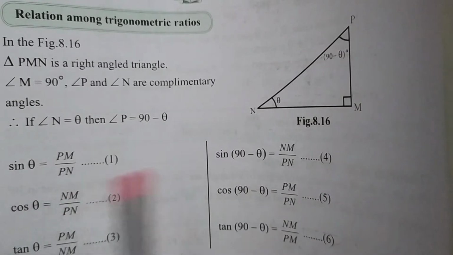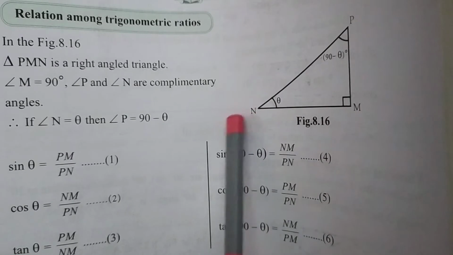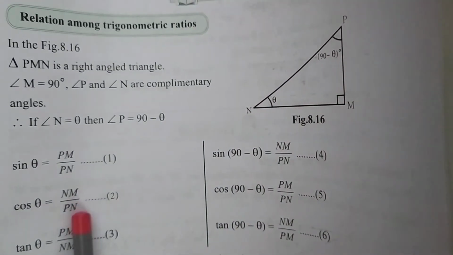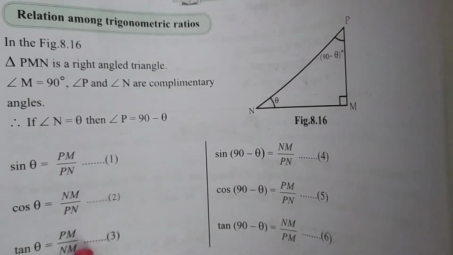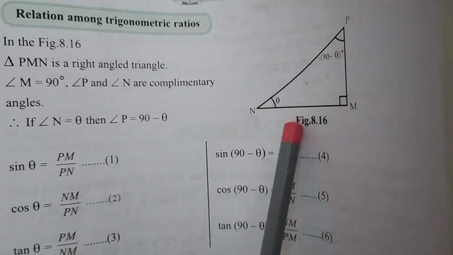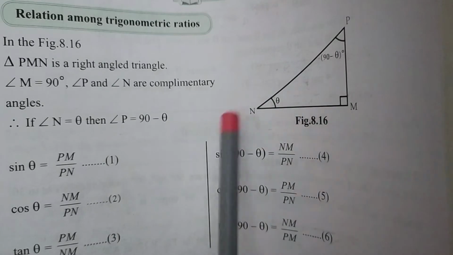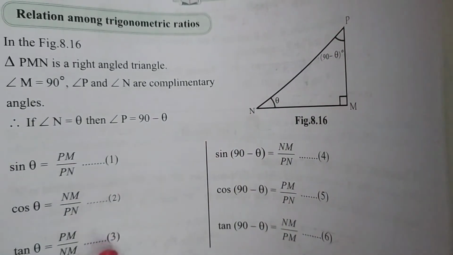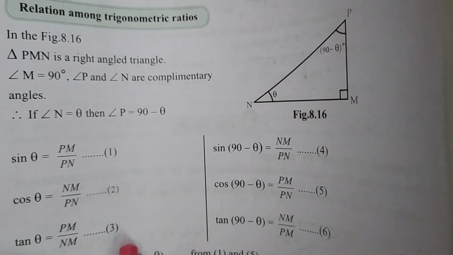Next, cos theta is adjacent side upon hypotenuse. What is the adjacent side? MN. And what is the hypotenuse? PN. So cos theta is NM or MN upon PN. Tan theta is opposite side upon adjacent side. Opposite of theta, PM. Adjacent side, MN. Therefore, PM upon MN or PM upon NM, it means one and the same. So, these are the three trigonometric ratios.